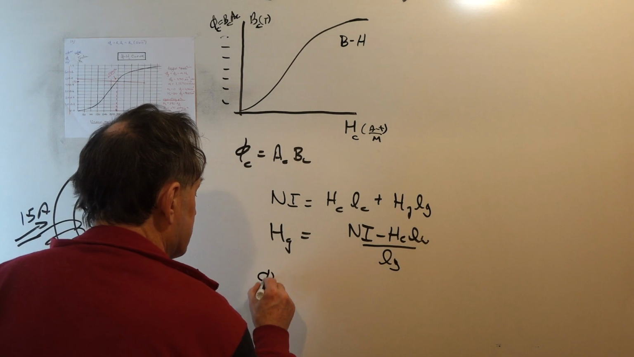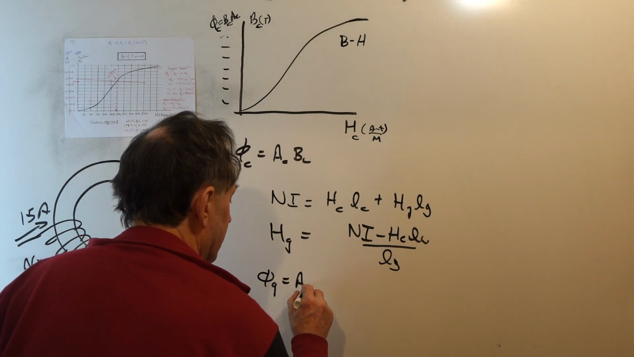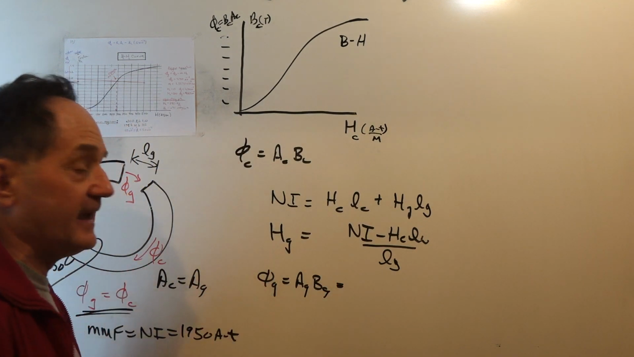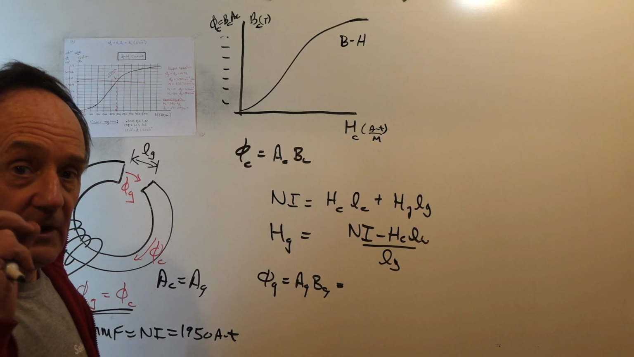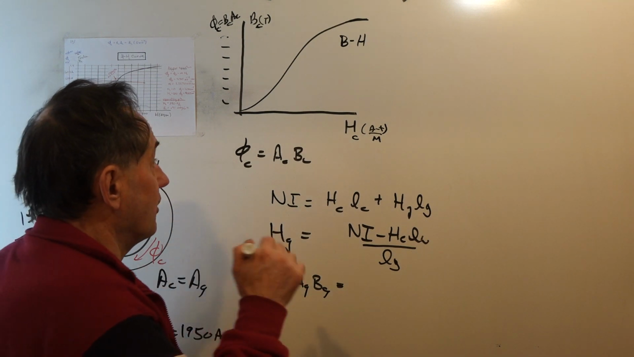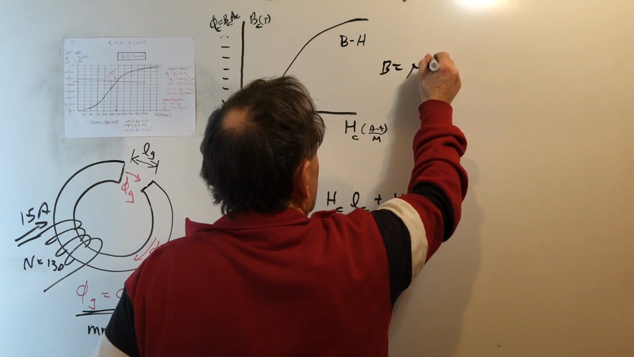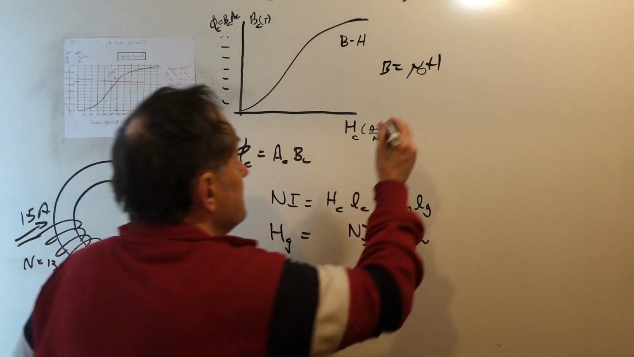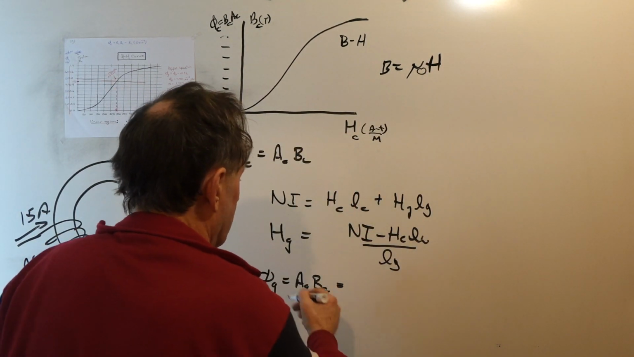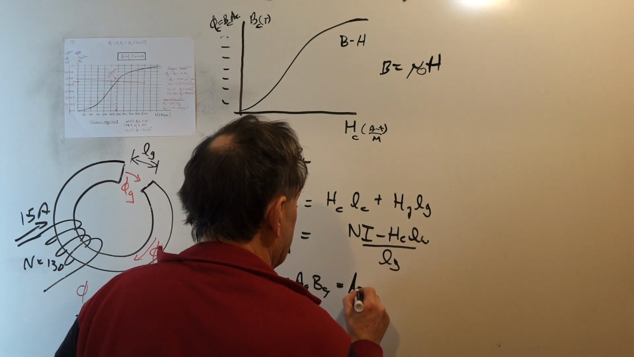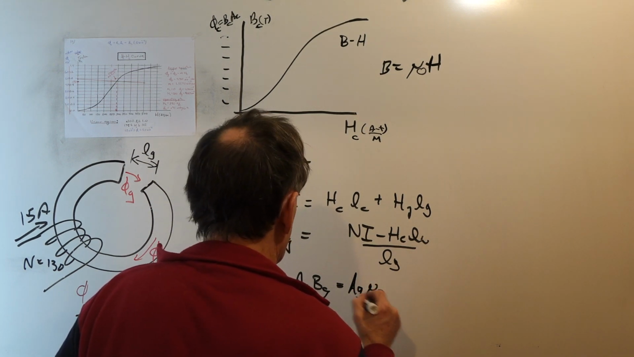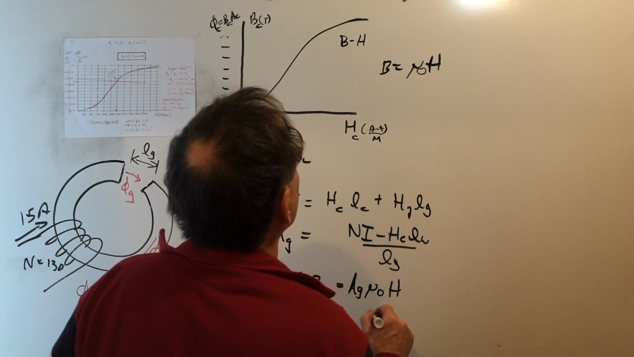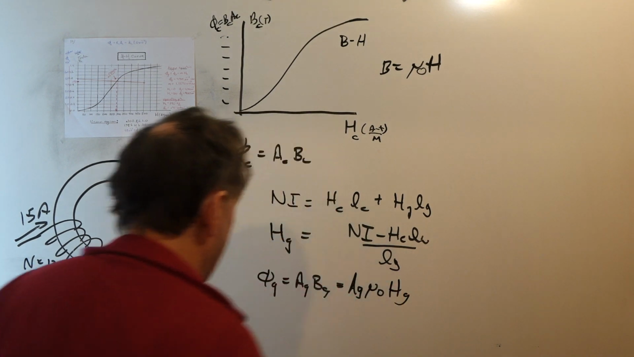Now, the flux in the gap is the area of the gap times the B field in the gap. But what is the B field? The B field in the gap is related to the H field through mu zero. We are dealing with air in the gap, so remember B is equal to mu H, but in the gap our mu is the free space value, mu zero. So then we can write this as the area of the gap times mu zero times H of the gap.